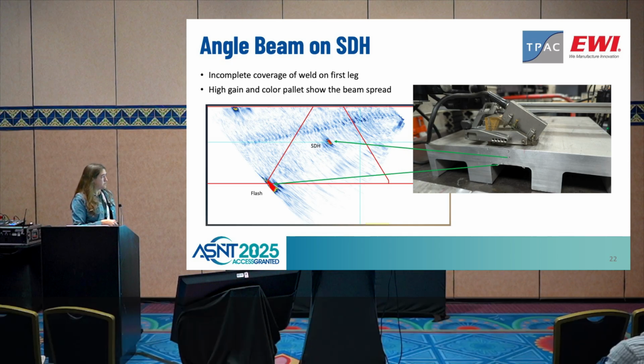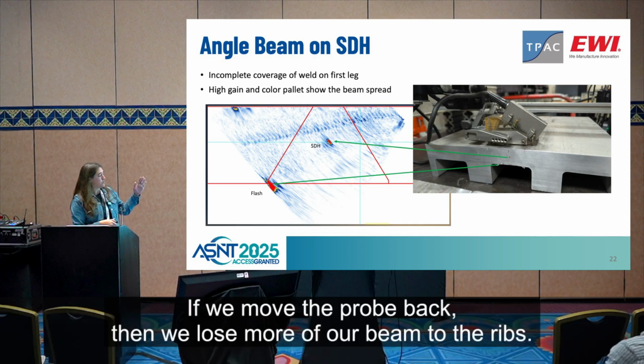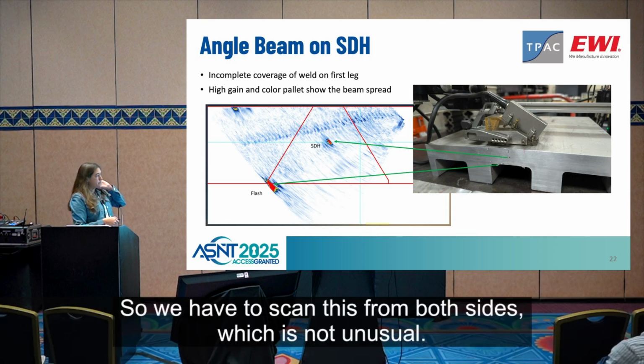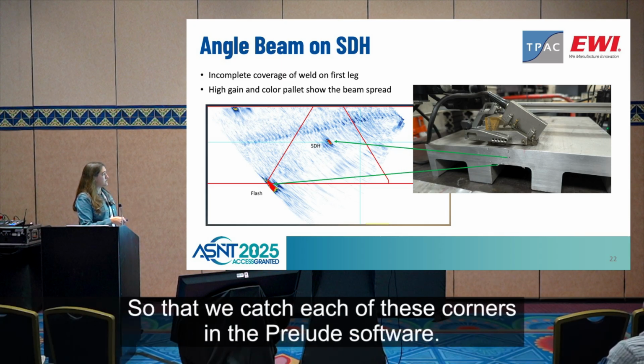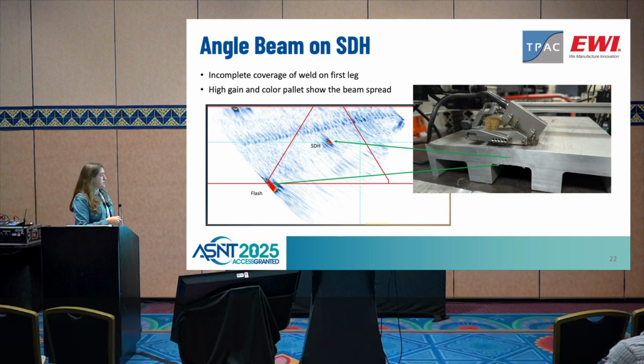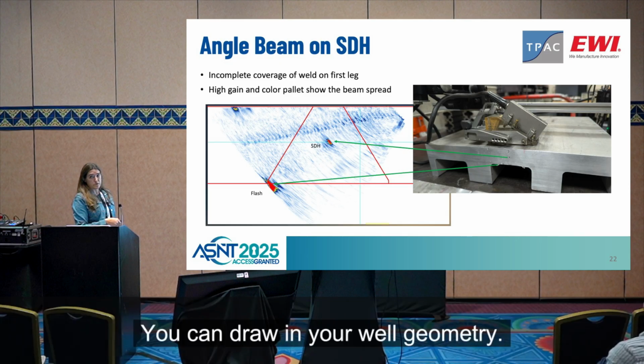weld. If we move the probe back, then we lose more of our beam to the ribs. So we have to scan this from both sides, which is not unusual. So we just scan it from one side, flip it over, scan it again so that we catch each of these corners. In the Prelude software, you can draw in your weld geometry.